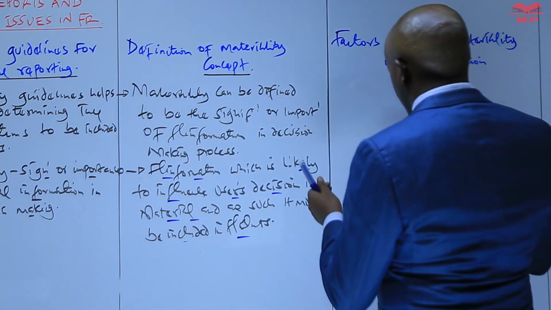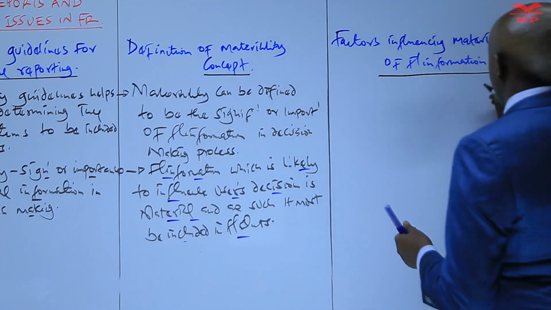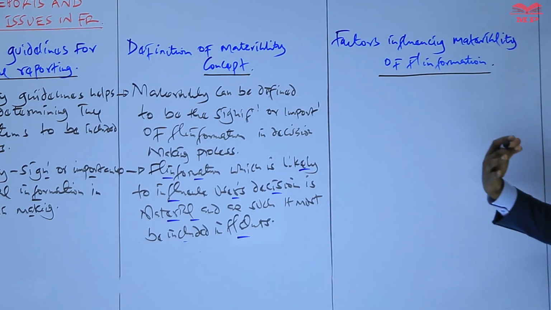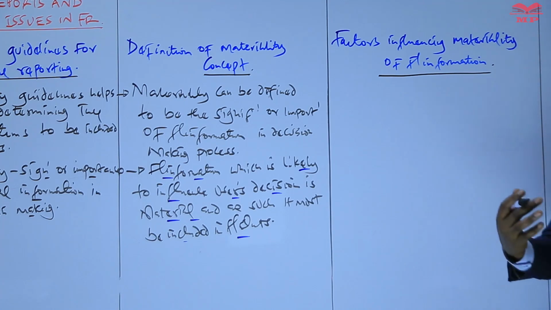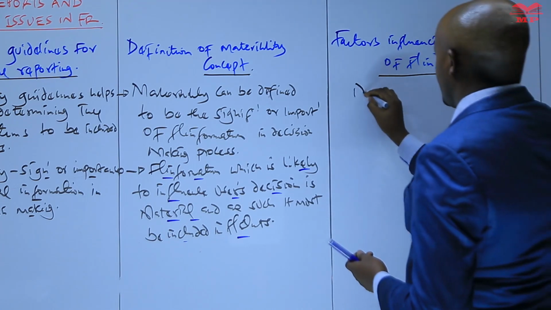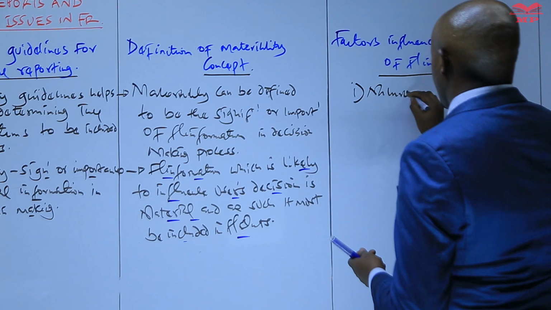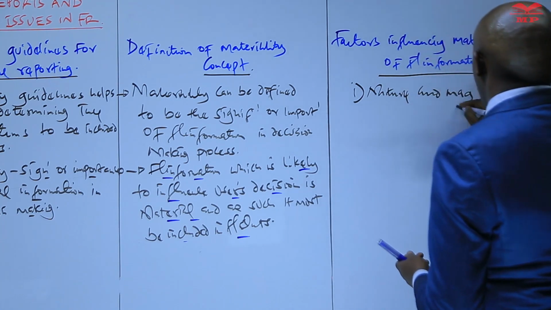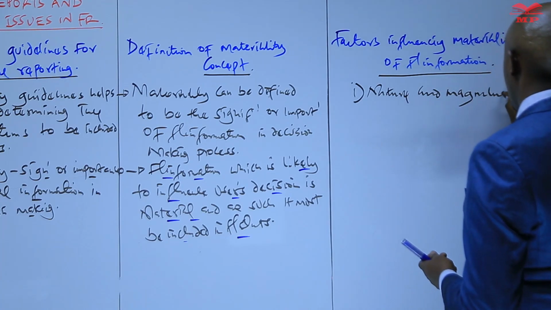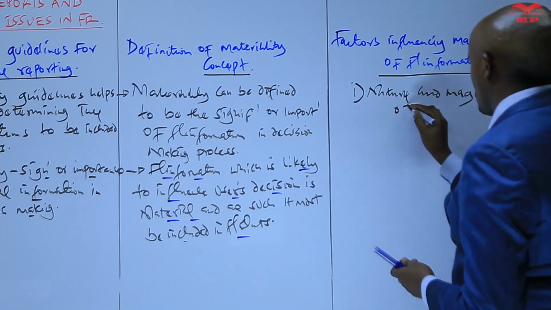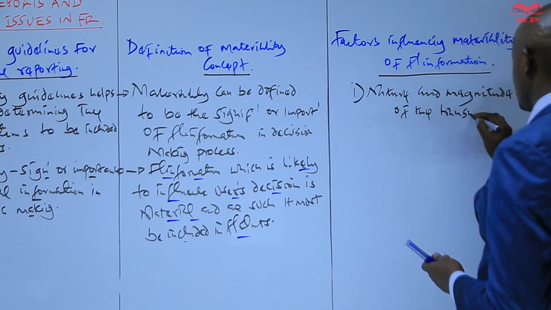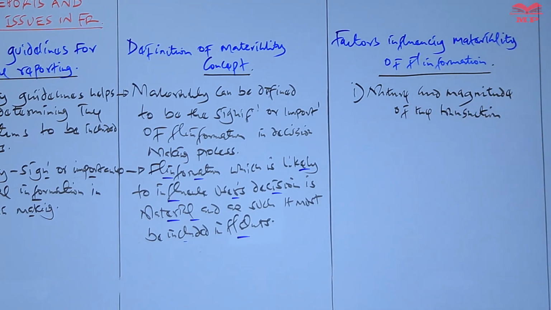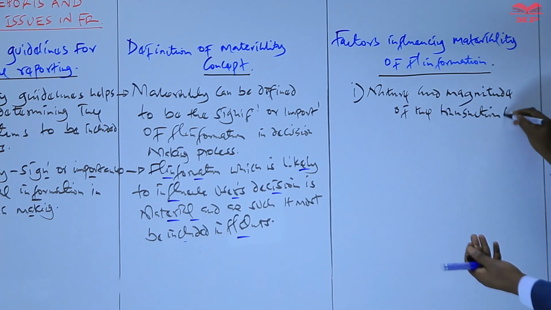So which are some of the factors which determine whether financial information is material or not? Number one, we have the nature and the magnitude of the transaction, or basically we can talk of the nature and the magnitude of the item.